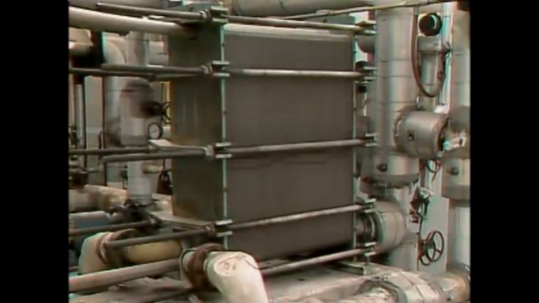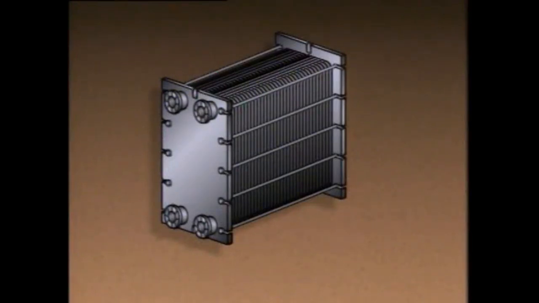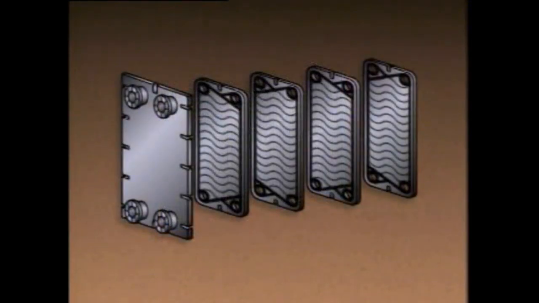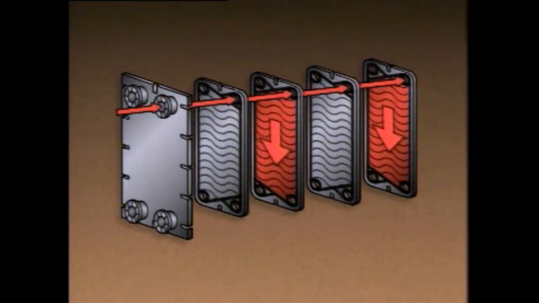The heat is transferred from the hot fluid through the plate to the cooler fluid on the other side of the plate. To see how a plate heat exchanger works, we'll use this simplified illustration of a counterflow plate heat exchanger. If we look at a few of the individual plates, we can see that during operation, the hot fluid enters this inlet, flows through the portholes, and passes downward between the plates.